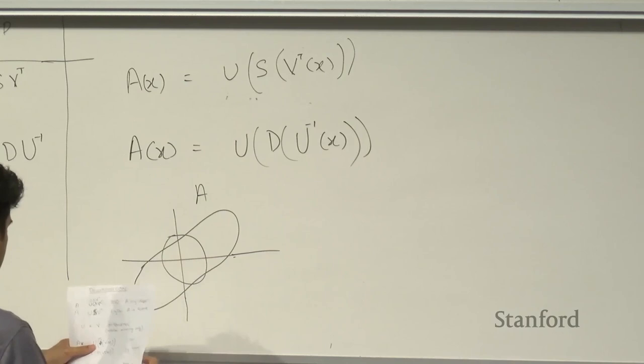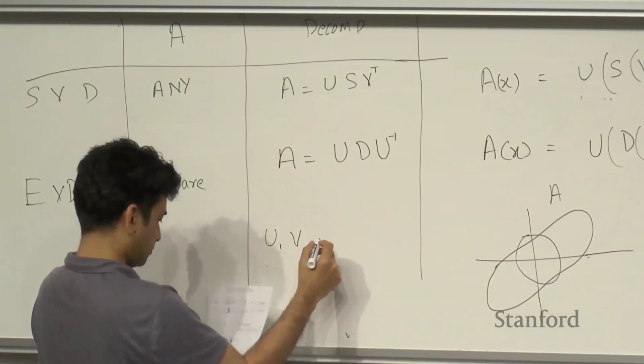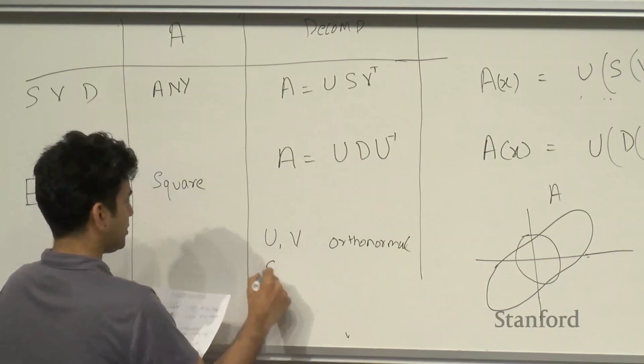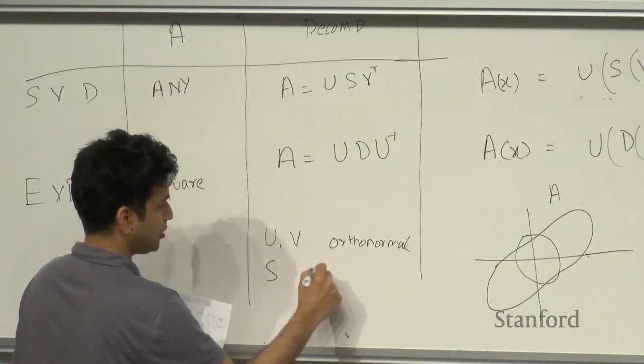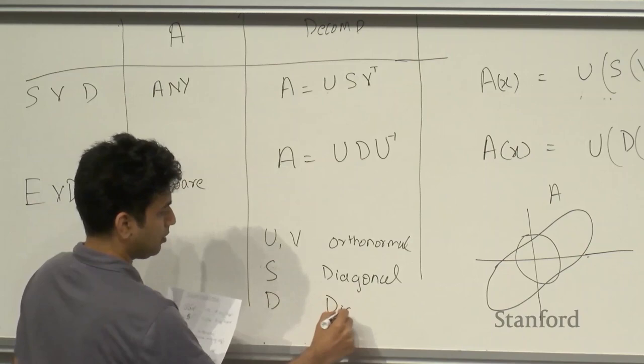So before we move on to operations, let's talk a little more about these individual matrices. U and V are orthonormal matrices. And S is also called the set of singular values, and this is a diagonal matrix, where the singular values are along the diagonal of S, and D is also diagonal, and the eigenvalues are along the diagonal of D.